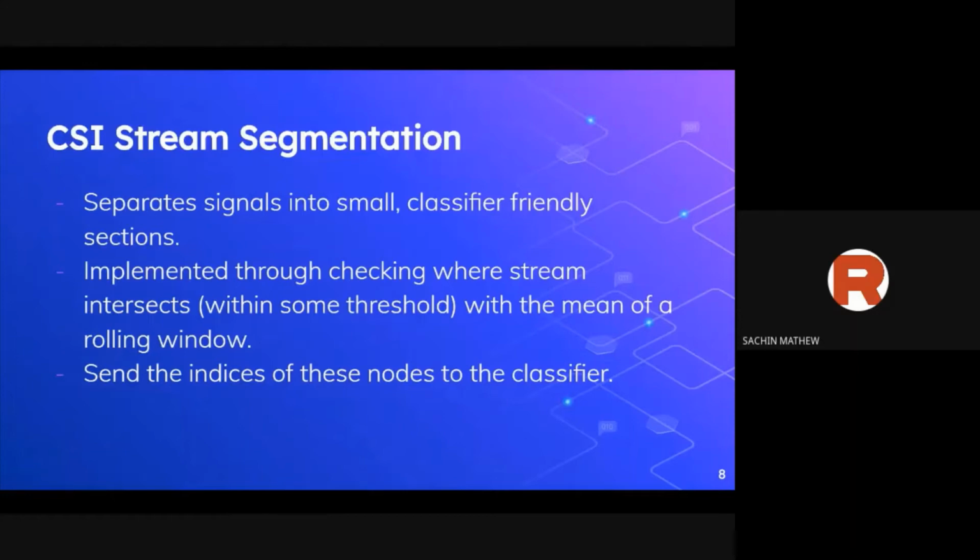So we use a thing called CSI stream segmentation, which breaks up our CSI stream into smaller groups. We do this by using a thing called a rolling window mean, which just takes the mean value of our CSI data over some 100 data points. And then we see where our CSI value actually intersects with that mean, and use that to classify some sort of 0 point. And that is the beginning or end of some segment that we can then feed into our machine learning model.